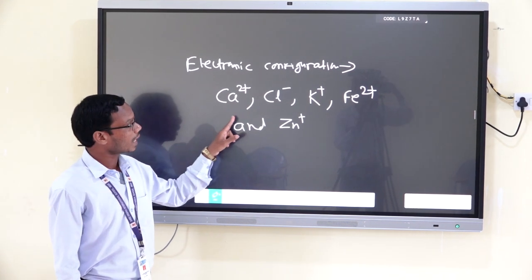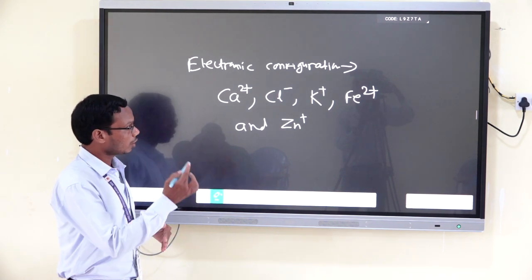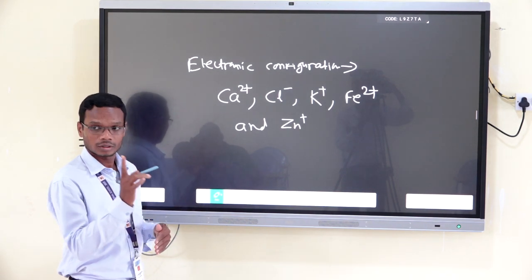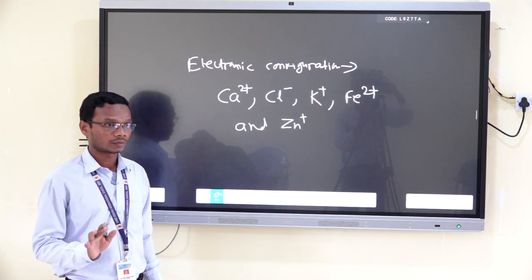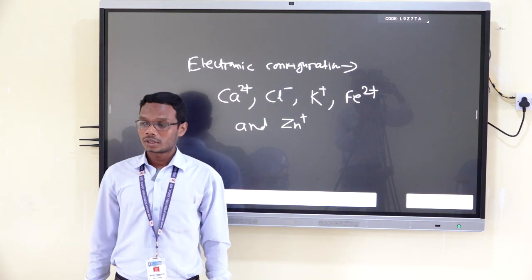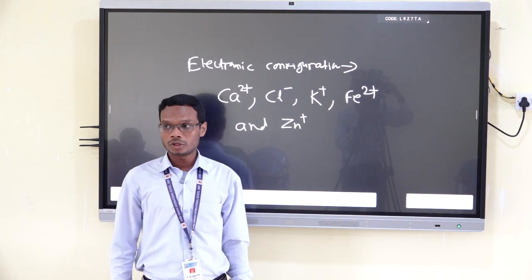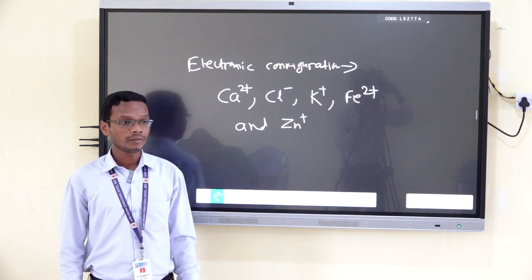I have given all in ionic species. You have to just follow the rule. If loss of electron, that is plus. If gain of electron, that is minus. Okay. This is all about your electronic configuration. Next class we will again revise it and do the exercise. Okay. Good.